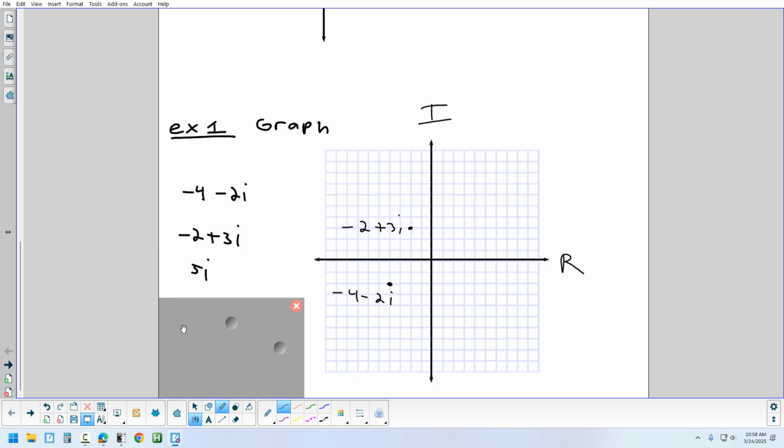All right, how about 5i? Over 0 on 5. There is no left or right, so if you want to think of it as 0 plus 5i, you could. There's just up 5. And how would we graph 6? Just 6 to the right. Again, if you're not sure because you don't see the imaginary part, if it's not there, you can just make it 0. So it's 6 plus 0i.